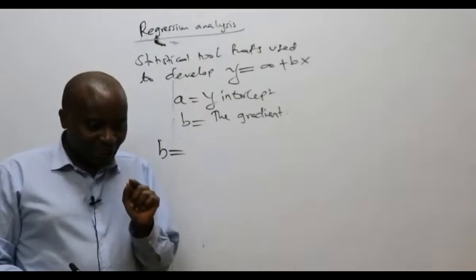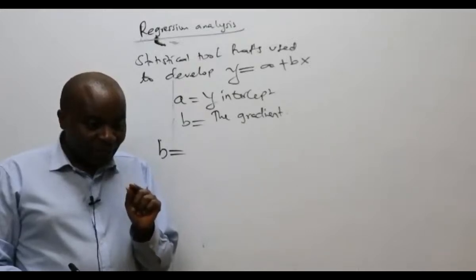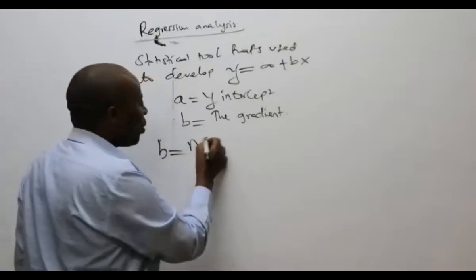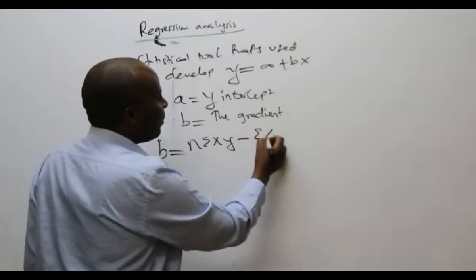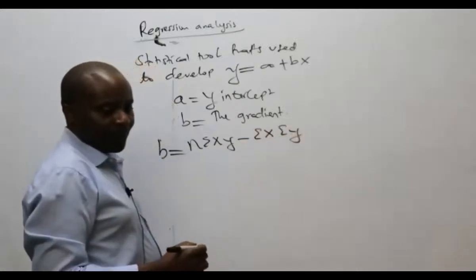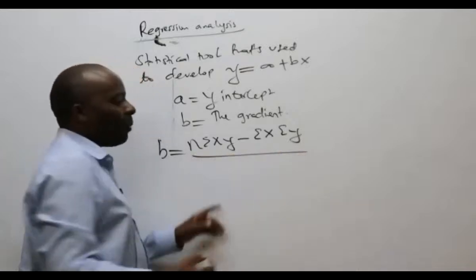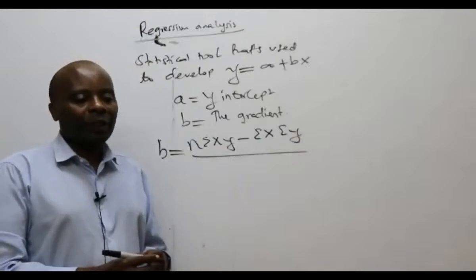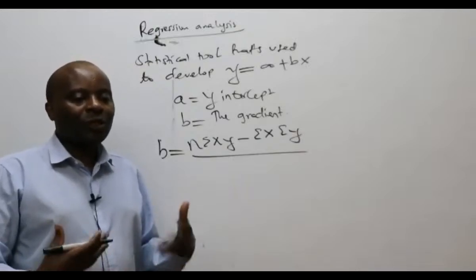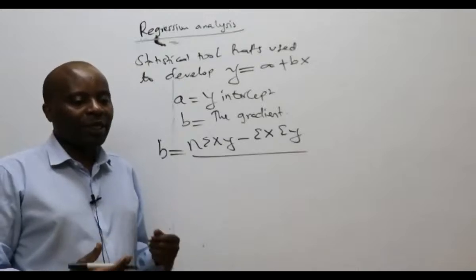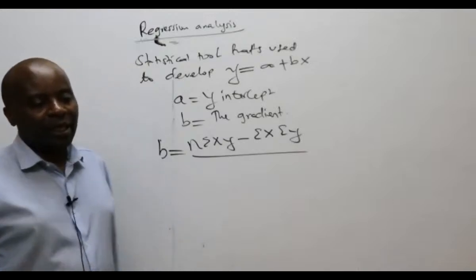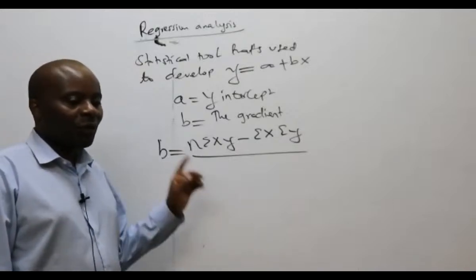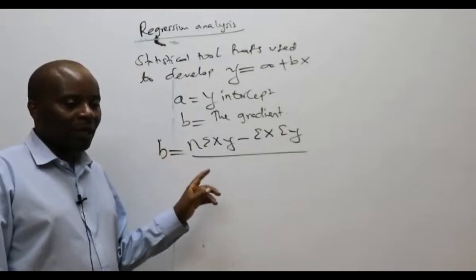So very good. I can see in this case here, somebody who is very creative. He has said here b equals n summations of xy minus summation of x, summation of y, all over, how about the denominator? Creativity is important. So this is the formula of getting the numerator of b.